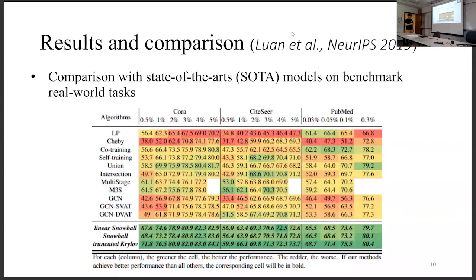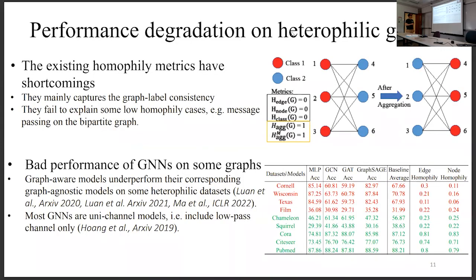So let's add another limitation of graph networks, which is the heterophilic problem. We have two sub-problems. The first one is that the homophily metric we use has some shortcomings. That is, we only measure the graph label consistency, the proportion of edges that connect nodes from the same class or from different classes. But this fails to explain some low homophilic cases.